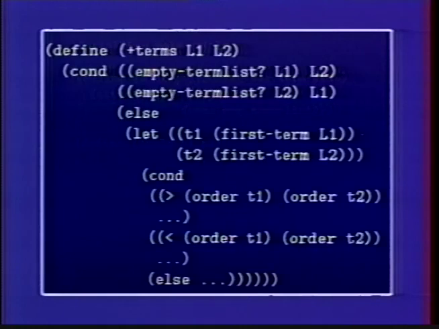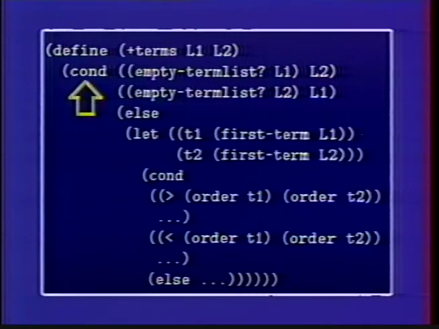Here's an overview of how we might add two term lists. So L1 and L2 are going to be two term lists, and a term list is a bunch of pairs, coefficient and order. And it's a big case analysis.